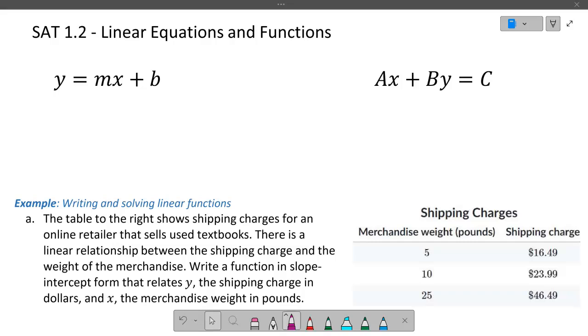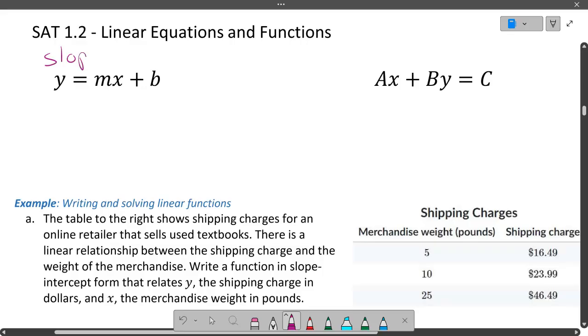All right. What's this form of an equation called? Slope-intercept form. Do you know why they call it slope-intercept form? It shows the intercept and the slope. Okay, pretty straightforward, right? We got our slope-intercept form of a linear equation.